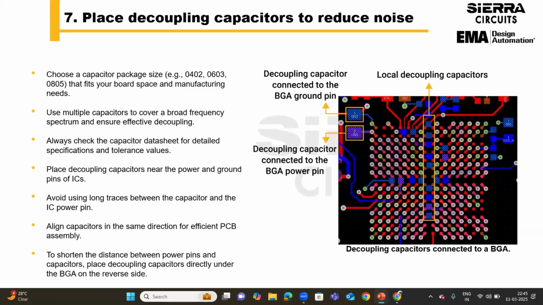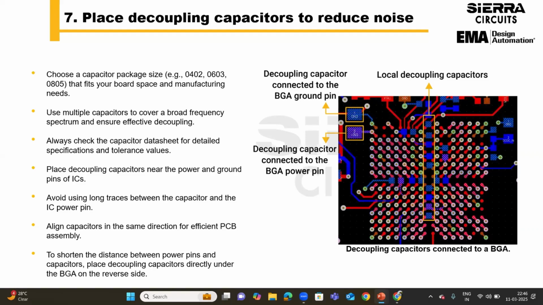So now we start with the placement of decoupling capacitors to reduce noise. Here you can choose capacitor package size as mentioned, 0402, 0603 or 0805, any of these that fits your board space and manufacturing needs. Ensure that the capacitor can handle your circuit's operating temperature range though. Use multiple capacitors to cover a broad frequency spectrum and ensure effective decoupling.